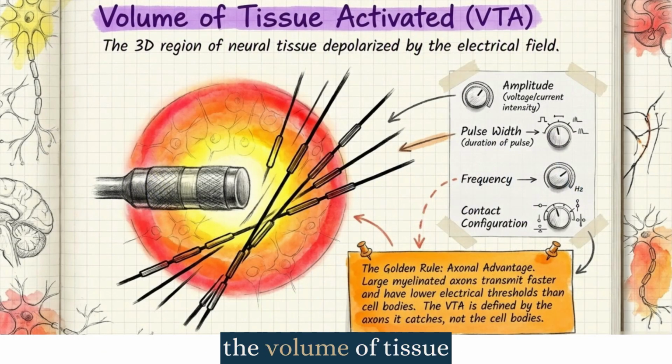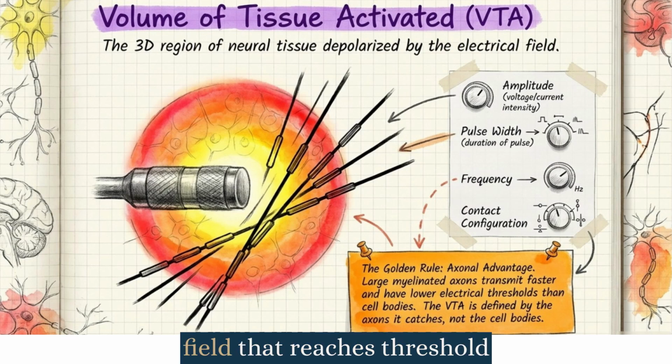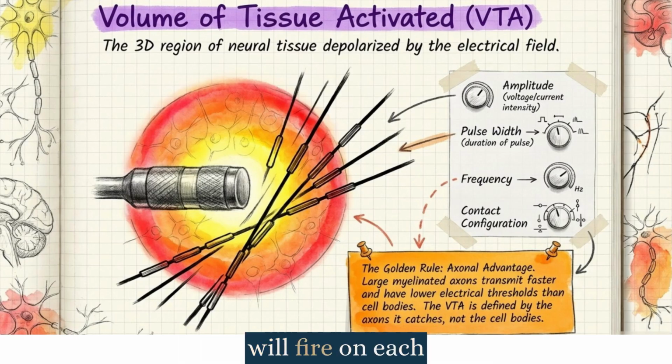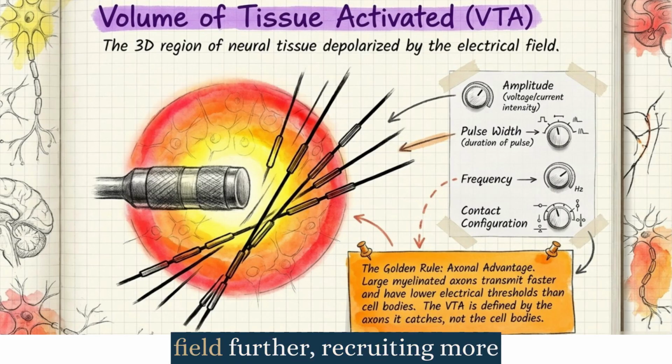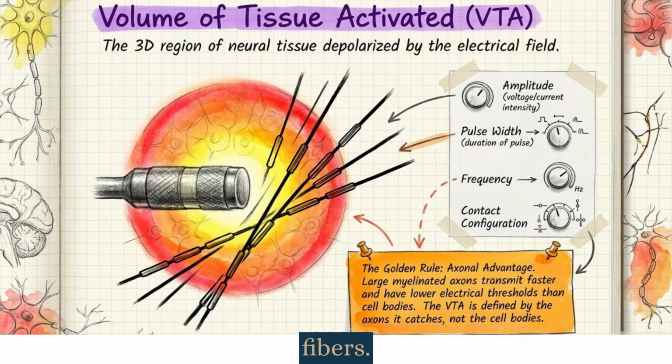This leads us to the volume of tissue activated, the VTA. When we turn on the stimulator, we create an electric field around the active contact. Any axon inside that field that reaches threshold will fire on each DBS pulse. The size and shape of the VTA depends mainly on amplitude. Higher amplitude pushes the field further, recruiting more fibers.